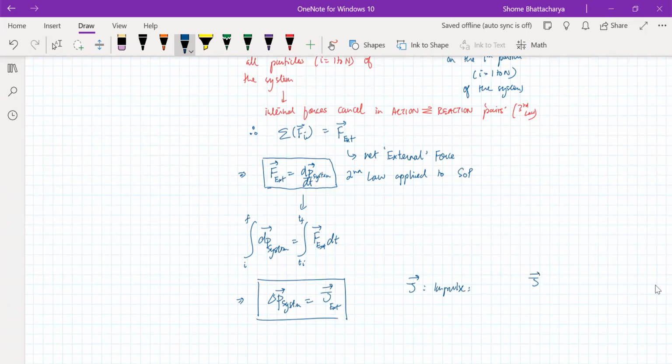So impulse due to a force in general is defined as integration of the force over time. So here, this J external is the impulse due to net external force, and it is nothing but the integration of the net external force with respect to time. So in a certain interval of time, the net external force has applied some impulse, that is the integration of force with respect to time. And that impulse equals the change in momentum of the system. So this is called the impulse momentum theorem.